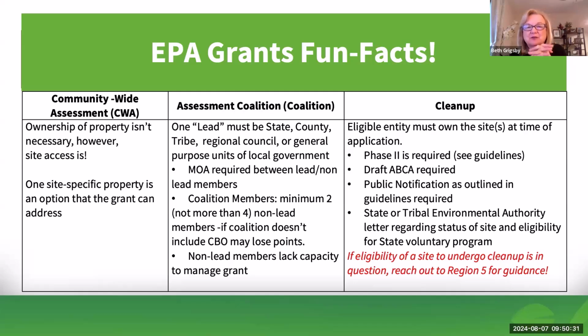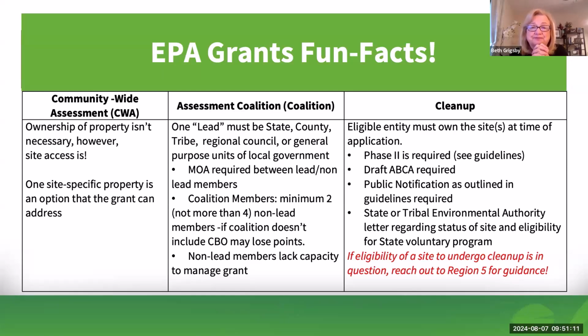Assessment coalitions, I think we've talked about that. Cleanup grants, the eligible entity must own the site at the time of the application. You need a Phase 2. You need that draft ABCA. Public notification, pay attention to public notification. It makes me sad when I see that a grant was submitted, but they didn't meet threshold. If eligibility of a site to undergo cleanup is in question, reach out to Region 5 for guidance now. Don't wait. Just reach out now.